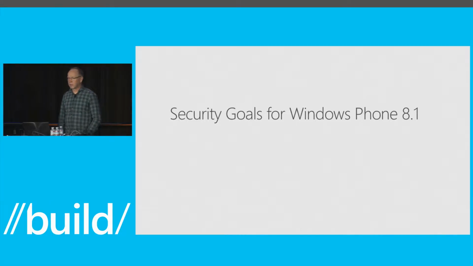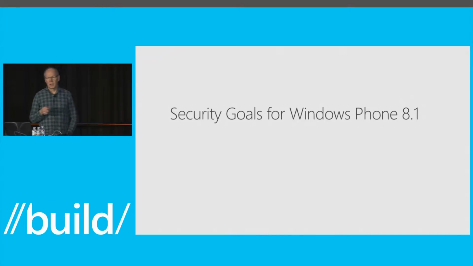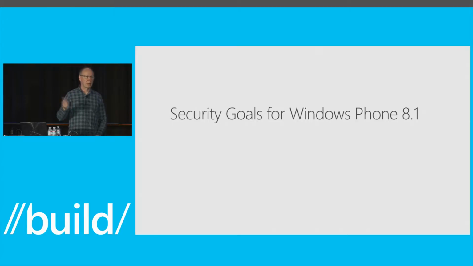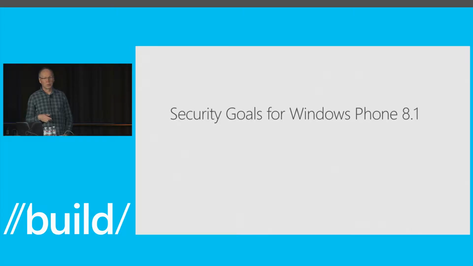And the first goal that we established was end-user safety and privacy. So for us, number one goal is end-user safety and privacy. End users should feel safe using a Windows Phone. They should feel safe giving the phone their information. That information, how it's handled on the phone and in the supporting cloud services. Users should feel safe downloading apps from the store.